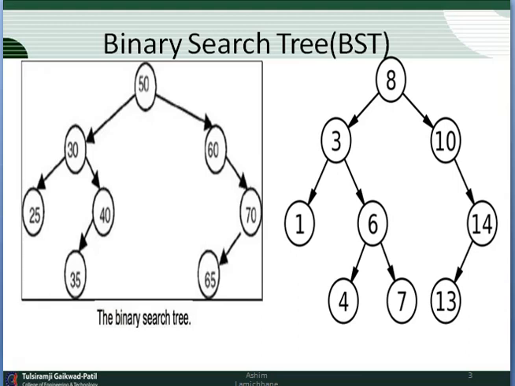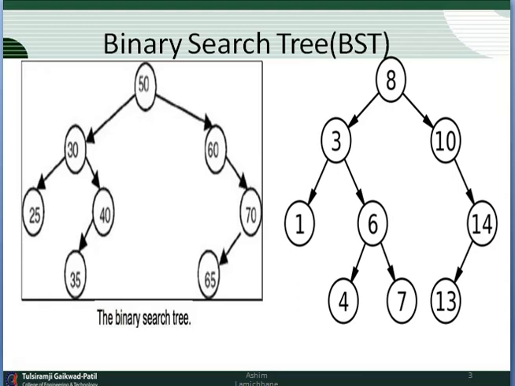Say 60 is greater than 50, so we keep it on the right hand side of 50. 70 is one more value, which is greater than 60, so we keep it on the right hand side of 60. And the value 65, which is greater than 60 but less than 70, is on the right side of 60 but less than 70. That's why we keep it on the left side of 70. This is all about the first diagram.